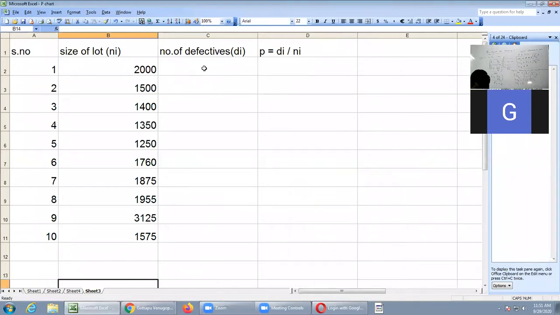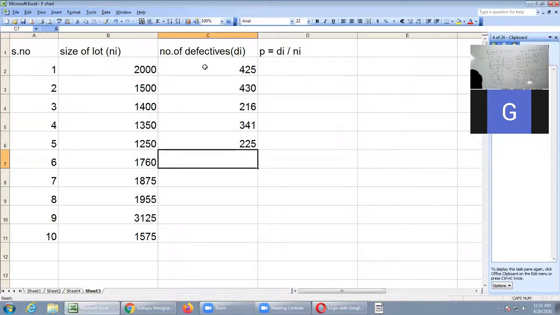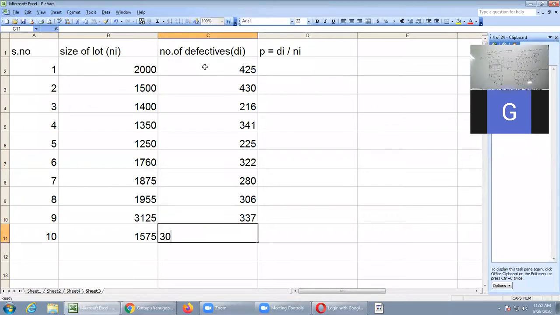I will write the defectives. So defectives are 425, first value 425, next value 430, next value 216, next value 341, next value 225, next value 322, next value 280, next value 306, next 337, and last value 305. Same as it is.